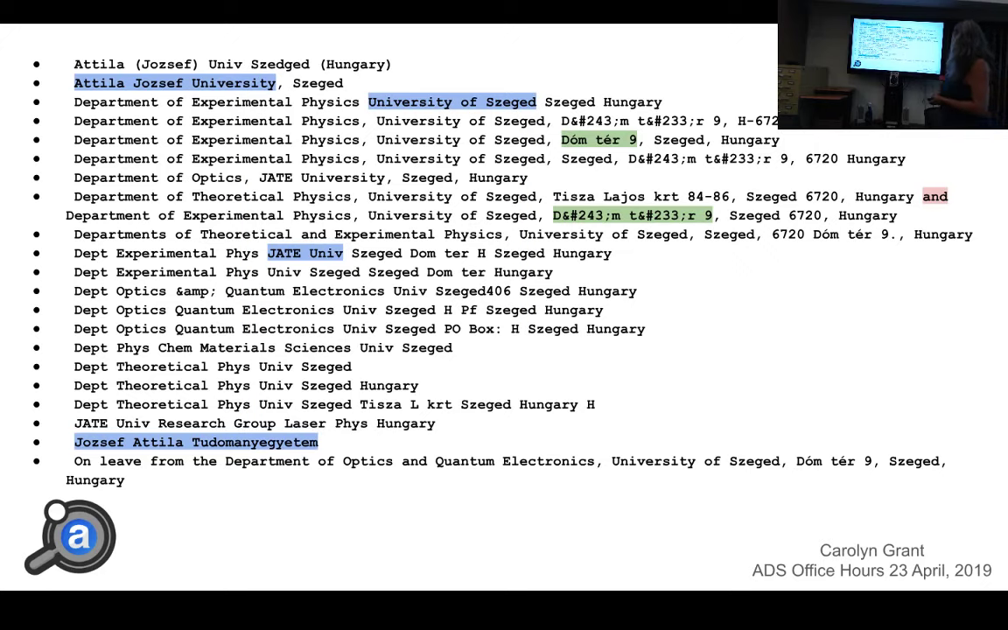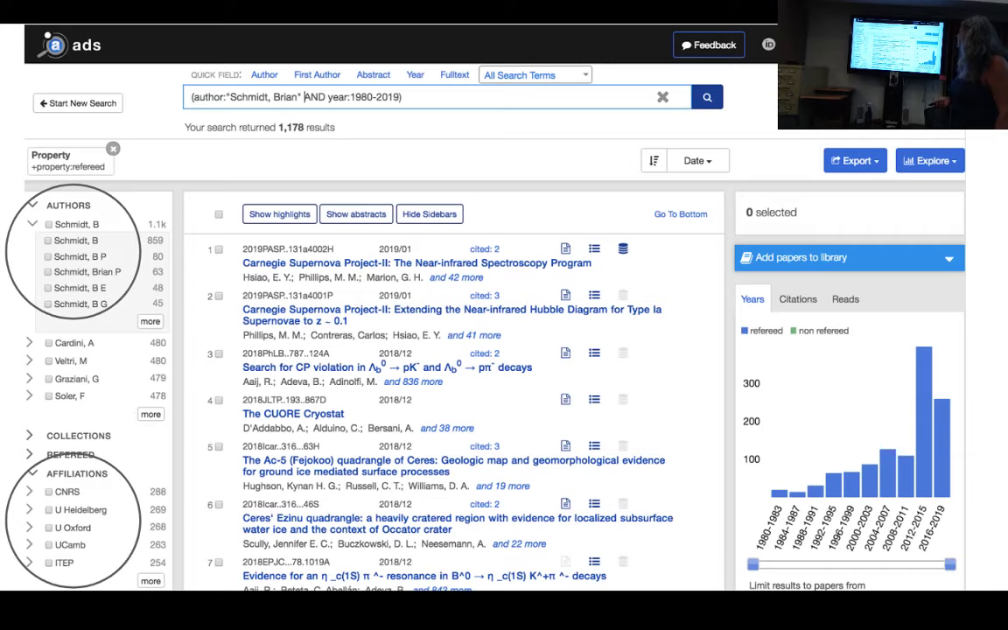Here's one, the fifth or sixth one down, that has "and." There are two different departments at that university. Is the Department of Theoretical Physics and the Department of Experimental Physics two different departments? Looks like it. Can you really make that fine-grained distinction or not? That's what you'll find out.